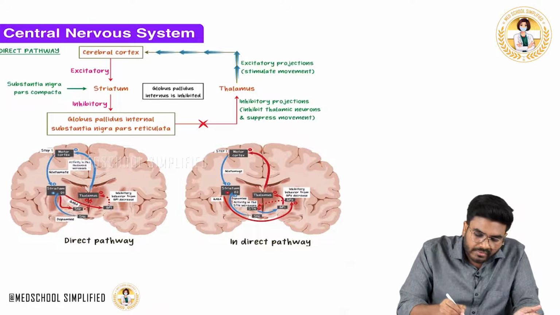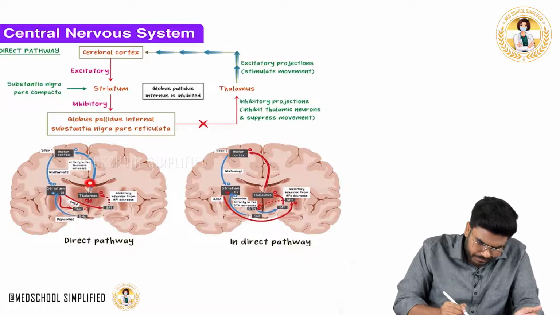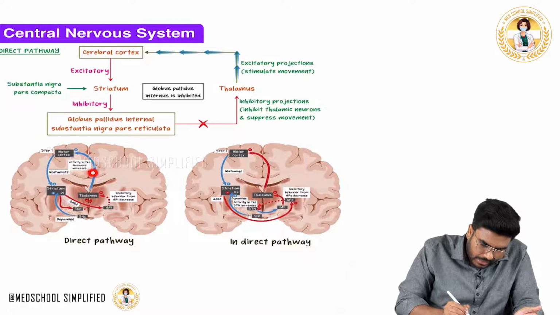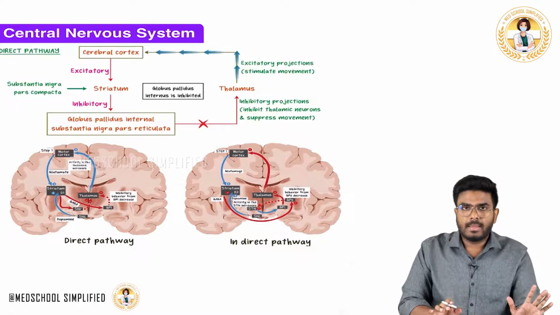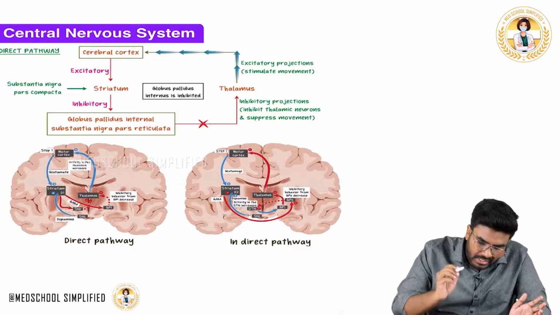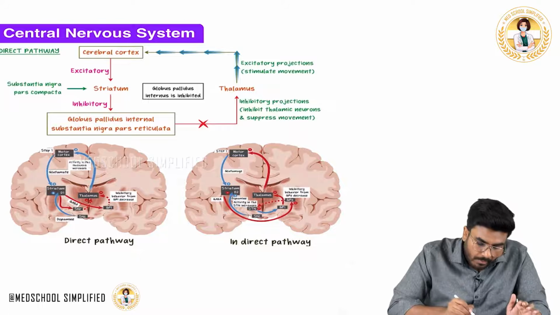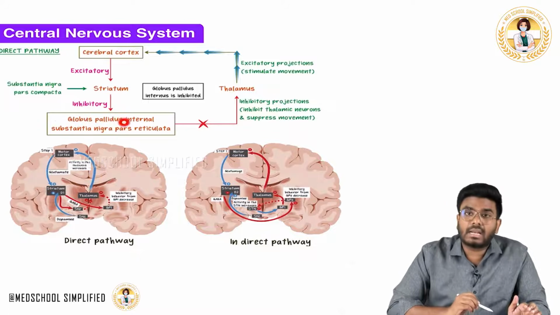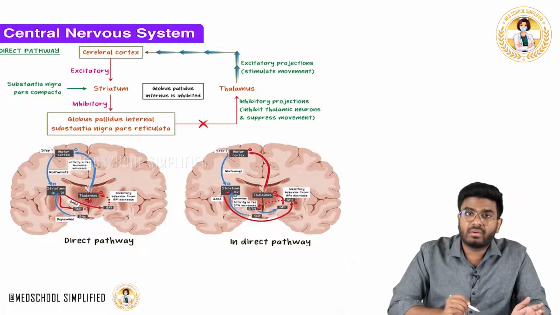Now all the time remember, from the thalamus there are excitatory projections going to the cerebral cortex. From the thalamus, excitatory projections also go to the motor cortex. So the thalamus activates the motor cortex. But normally, the thalamus is kept inhibited. By whom? By the globus pallidus internus and the substantia nigra pars reticulata.